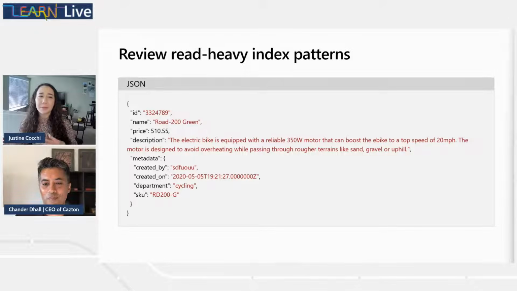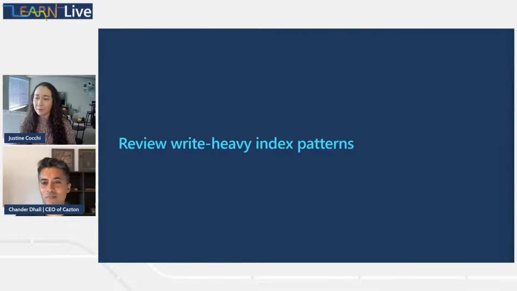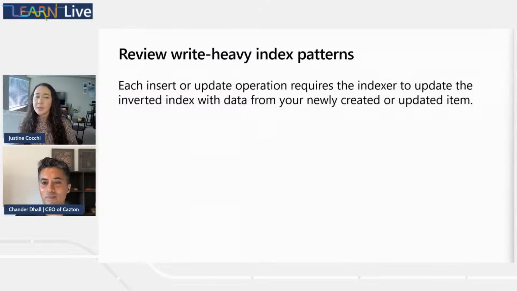So we've covered some patterns you might need to consider for read heavy workloads. But how does this change for write heavy index patterns? We talked a lot about indexes, and how if you add everything to your index, your queries can be very flexible and you can query on any property, right? Even those metadata properties. But should I just always index all of my properties?